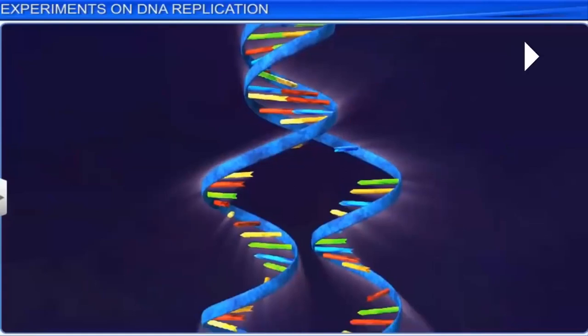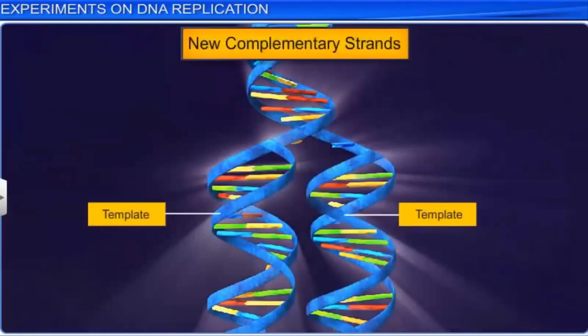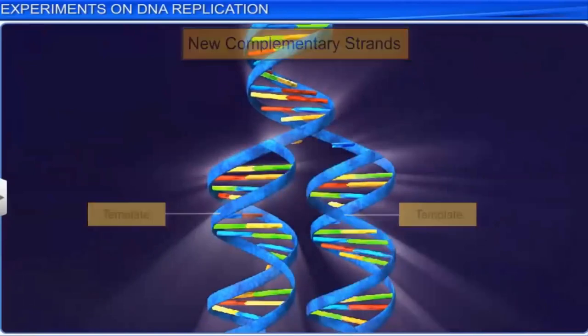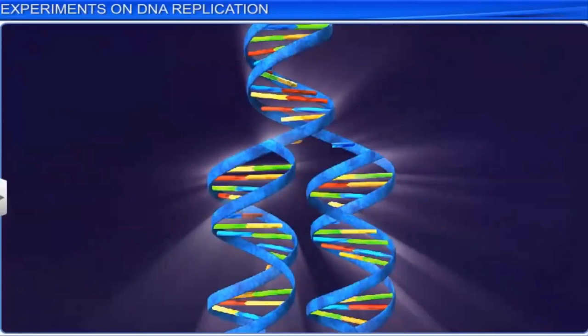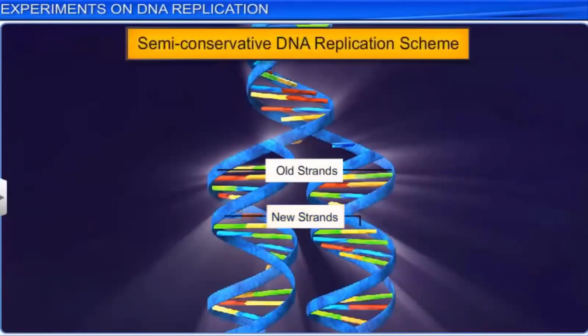It acted as a template for the synthesis of two new complementary strands. After the replication process was completed, each DNA molecule would end up with one parental strand and one newly synthesized strand. That is why this DNA replication scheme was referred to as semi-conservative.